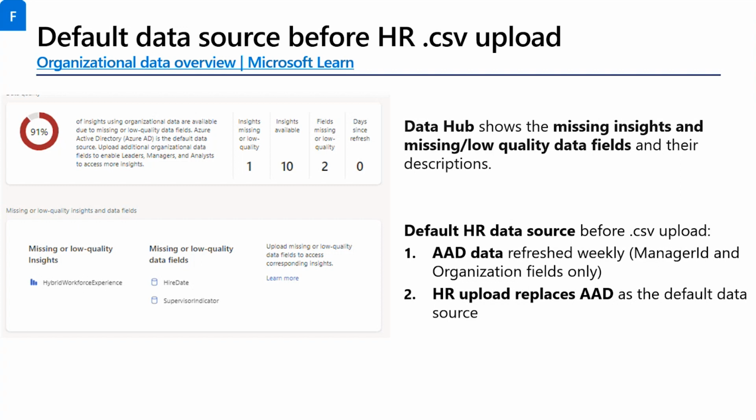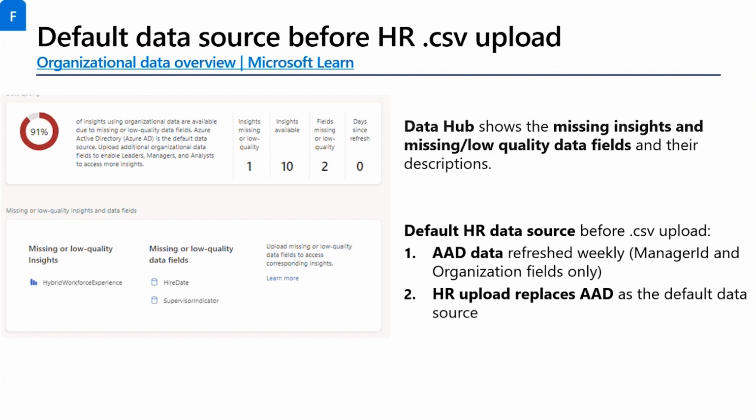By default, whenever you provision Viva Insights and assign those licenses, and data processing is completed, AAD data will be used as the default source. And the data fields that we pull from AAD are manager ID and the organization fields. The manager ID is just getting the manager hierarchy, so as to know how to set up the aggregated insights. And the organization fields are used as an additional way to pivot and group data for the advanced insights.